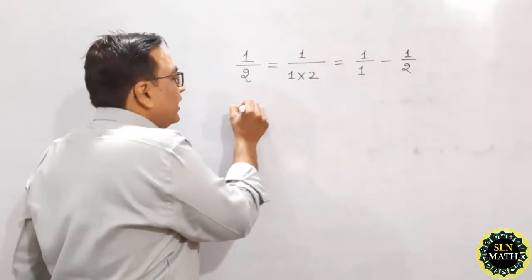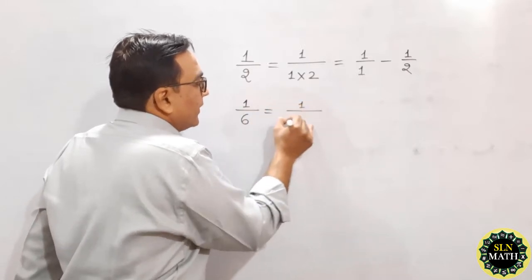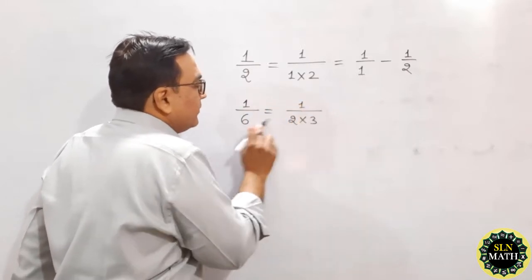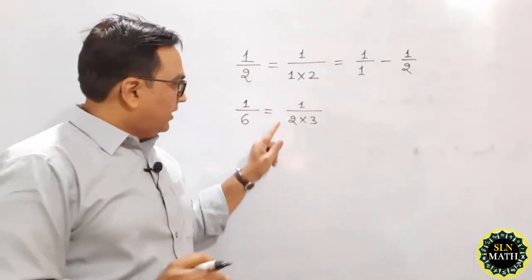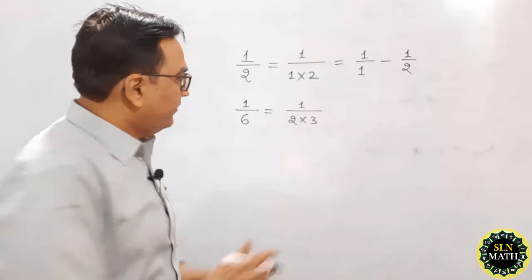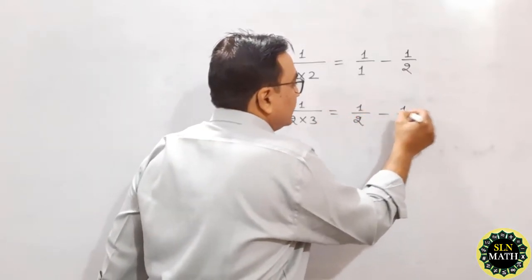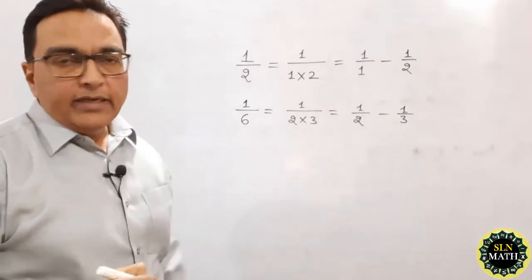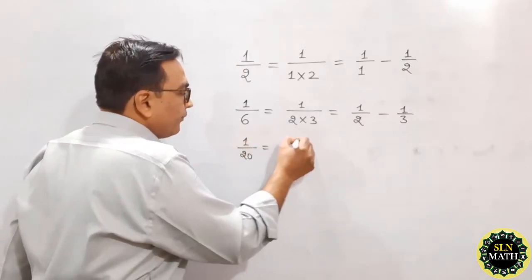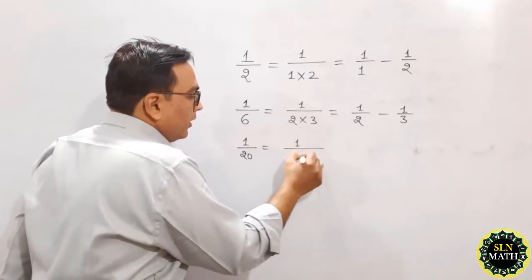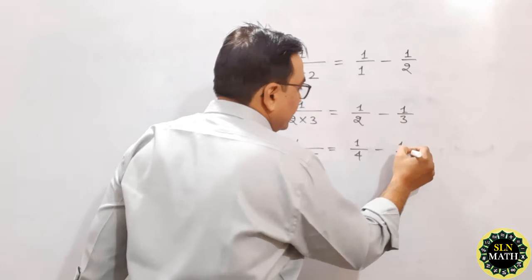Similarly, you can take now 1 by 6, say, and split or factorize the denominator into two parts. Here the two parts are 2 and 3. Now you can very easily write 1 by 2 minus 1 by 3. And in the same way, suppose I am writing 1 by 20, 4 into 5, you can write like this.